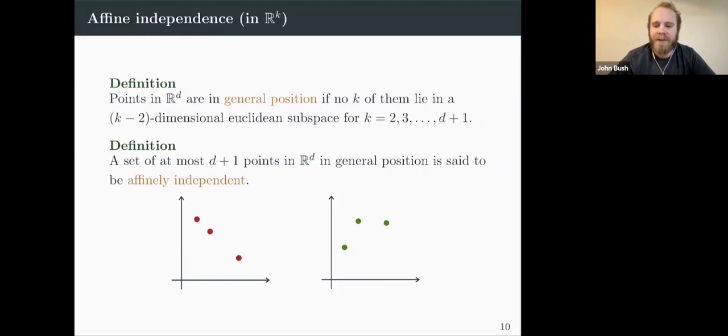In R^d, points are in general position if no two of them coincide, if no three of them lie on a line, if no four of them lie on a plane, etc. And I should say that we can have arbitrarily many points in general position in a Euclidean space, but a set of at most d+1 points in R^d in general position is said to be affinely independent. So I can have at most d+1 affinely independent points in R^d. These 3 points are not affinely independent, of course, and these green points are.